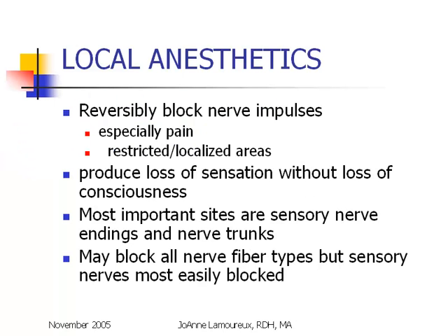What are local anesthetics? Well, as you read, these are drugs that block nerve impulses in a reversible manner. Our main objective is to block the sensation of pain, and to do so in a very restricted or localized area in the body. I think it's important to keep in mind that we can block any type of nerve fiber with these drugs, but our objective is to block sensory nerves. Fortunately for us, they're the most easily blocked of all of the nerves that we could block. Most importantly, we're blocking sensory nerve endings and nerve trunks.